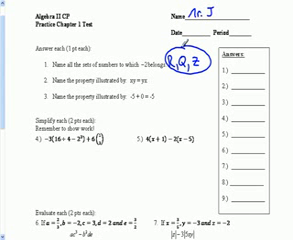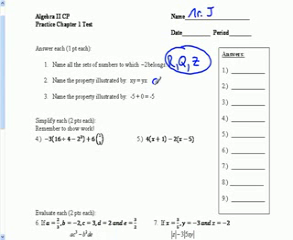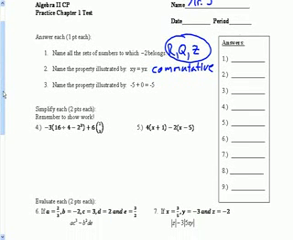For number 2, it says name the property illustrated by xy equals yx. We're using multiplication here, and what happens is we took these and switched the order in which we did them. So when we switch the order like that, it means we're using our commutative property. So this is commutative. And it's the commutative property of multiplication, but as long as you put commutative there, that's fine.